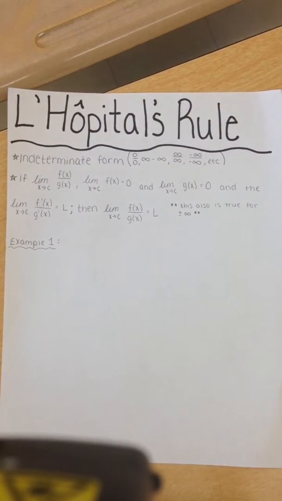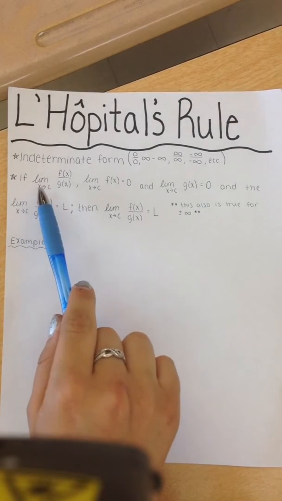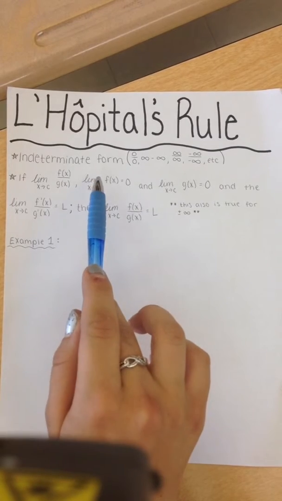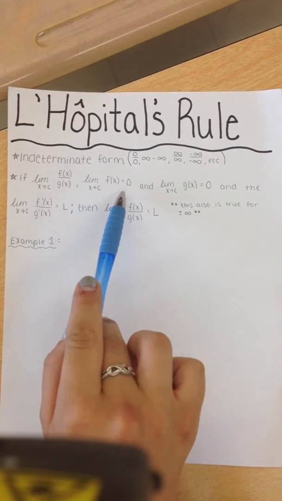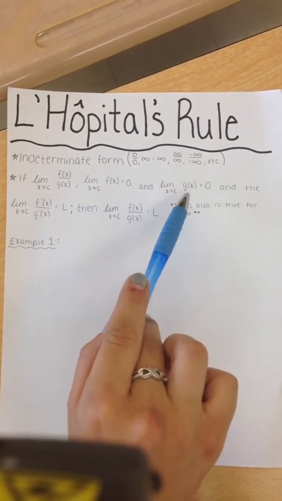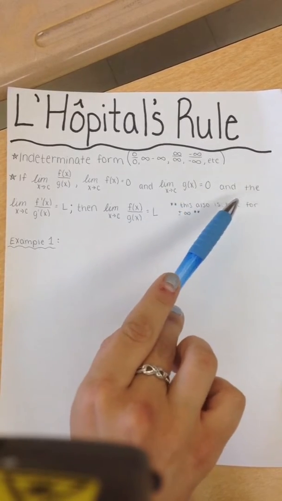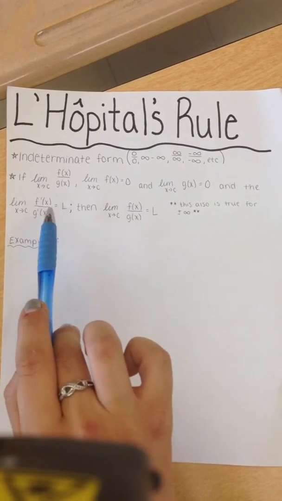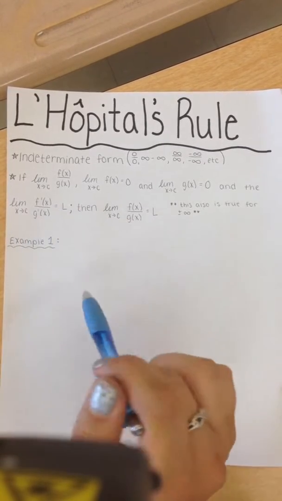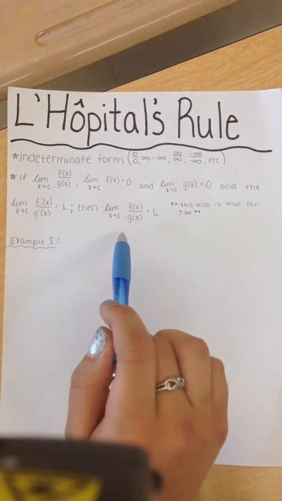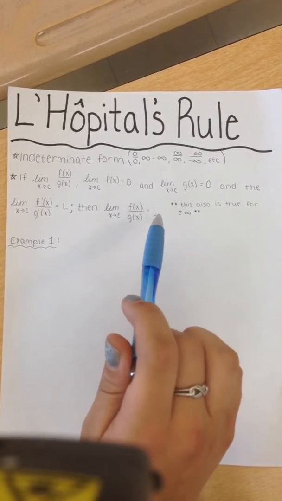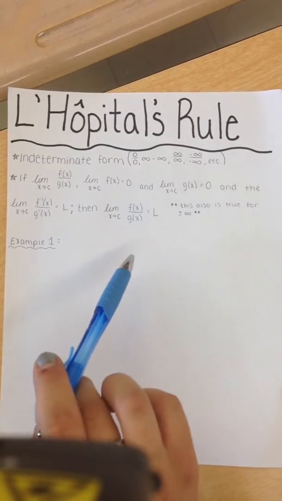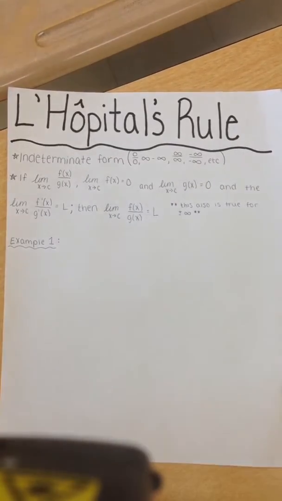The statement goes on to say that when using the limit as x goes to c of f of x over g of x, if the limit as x goes to c of f of x equals 0, and the limit as x goes to c of g of x equals 0, and the limit as x goes to c of f prime of x over g prime of x equals L, which is not indeterminate, then the limit as x goes to c of f of x over g of x also equals L. This is also true when, instead of equaling 0, these equal positive or negative infinity.